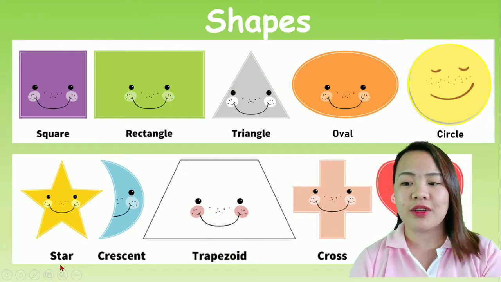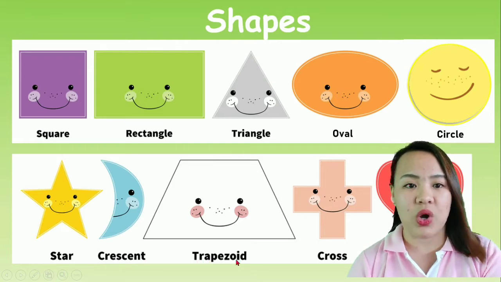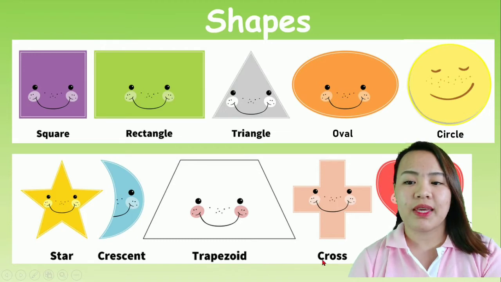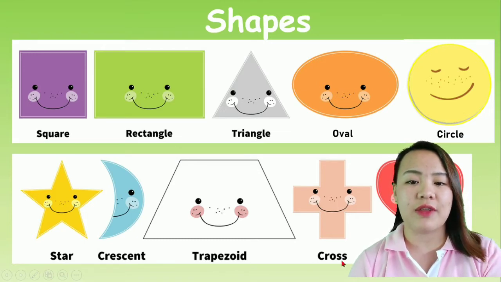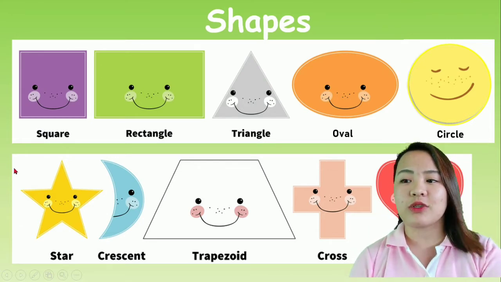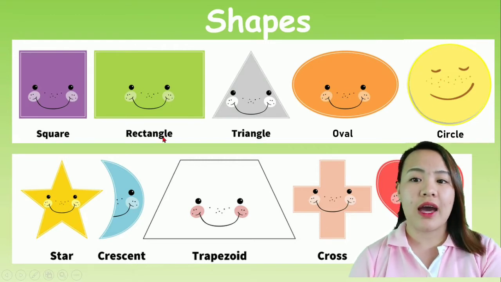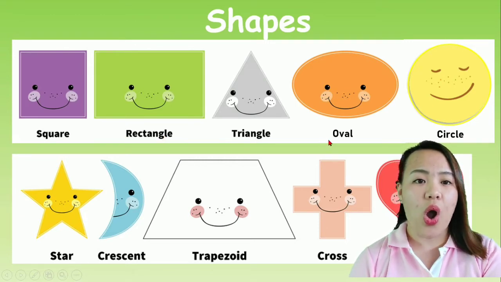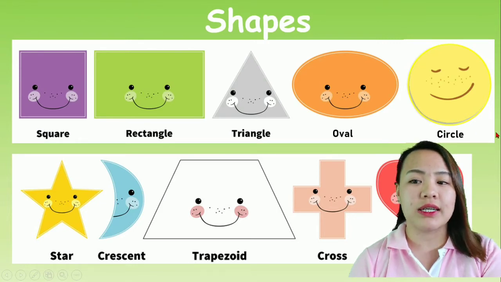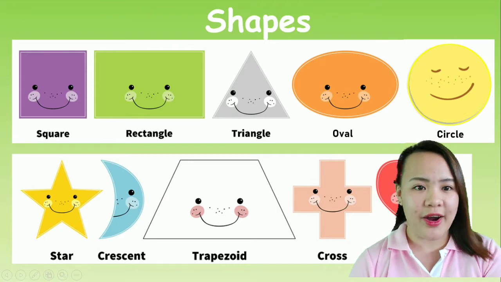Next shapes, we have star. We have crescent. We have trapezoid, and cross, and for the last one, heart. Again, let's repeat. These are your shapes: square, rectangle, triangle, oval, circle, star, crescent, trapezoid, cross, and a heart.